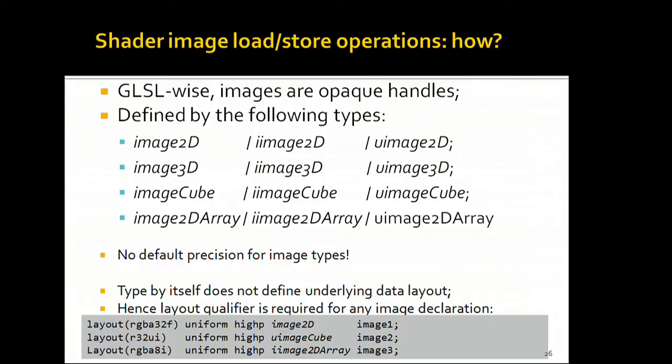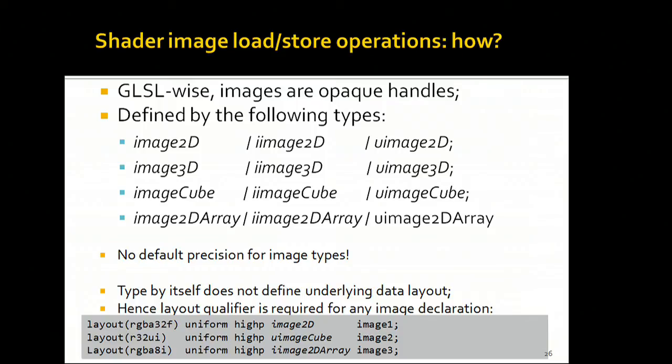OK, I'm just going to skip these, really. But as you can see, you can use images for 2D textures, 3D textures, cube map textures, and 2D array textures. There is no default precision defined for any of these image types, meaning that you have to take care of that precision, highp, image type, before you actually can access the data defined by the image.